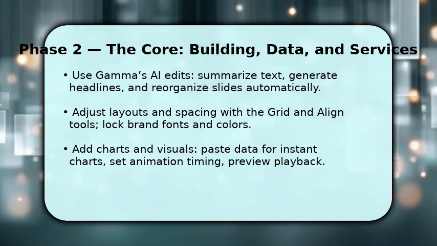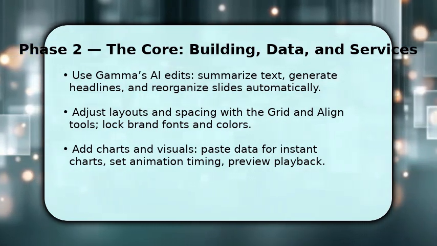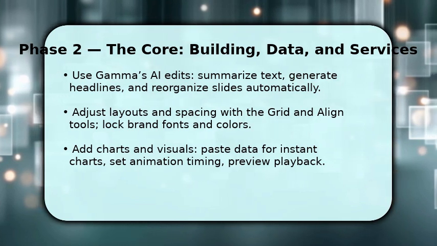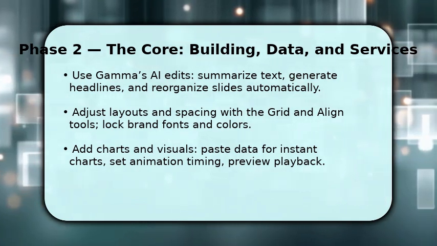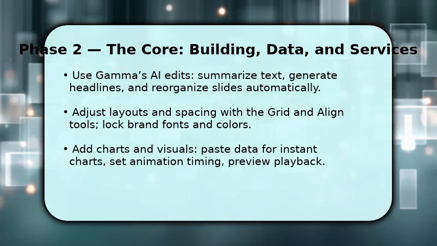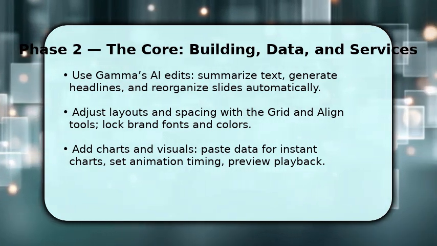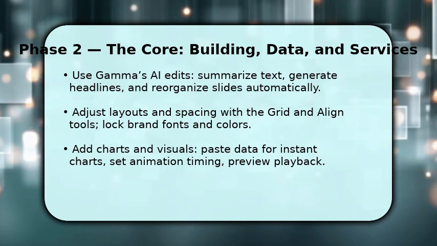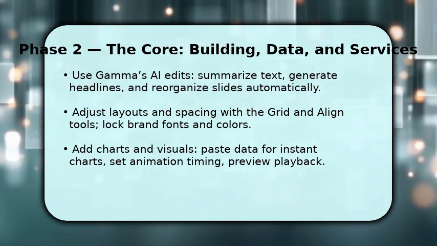Next, focus on the middle work: refine and structure content. Use Gamma's AI to summarize long text and generate concise headlines, then accept edits selectively. Once done, rearrange slides with drag and drop. Make layout tweaks using grid and align so elements snap cleanly.